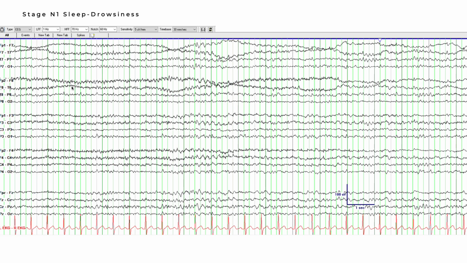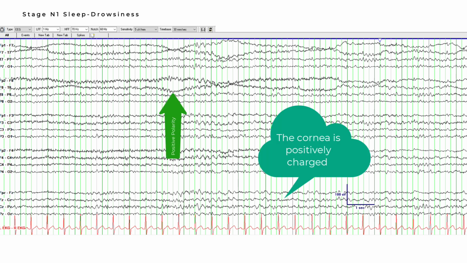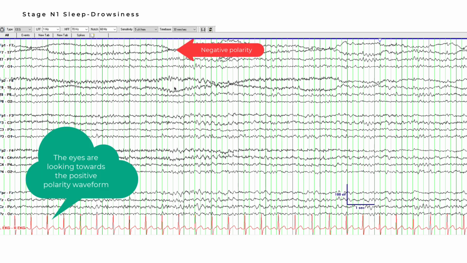Here's another example of this, and remember to orient yourself to the montage as well. So you often see this best in the frontal temporal regions, and if you remember back to that diagram of the eye movements, you'll remember why. But again, you start to see this patient's eyes just slowly moving back and forth, creating these slow waveforms, and this is very typical of drowsiness.